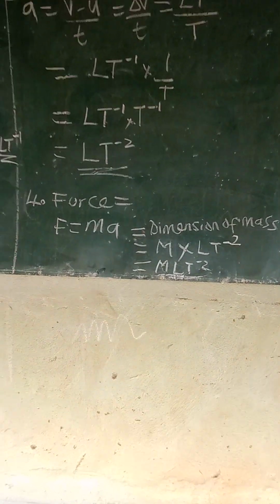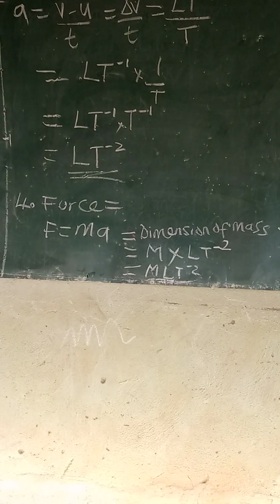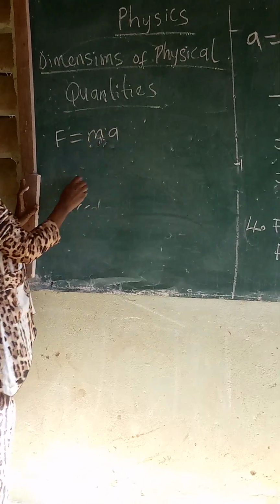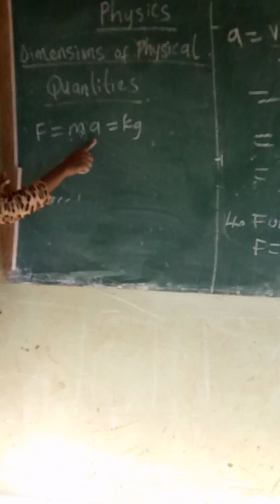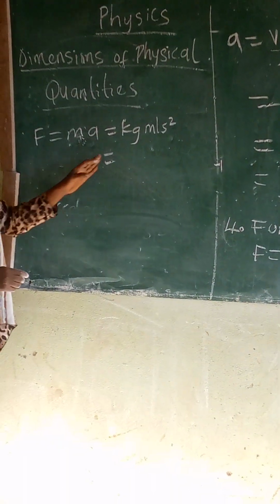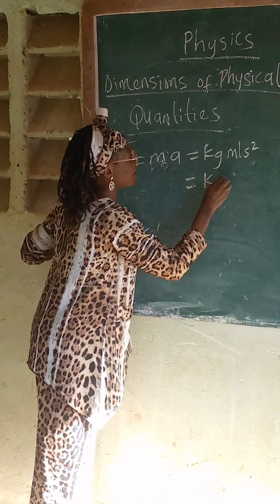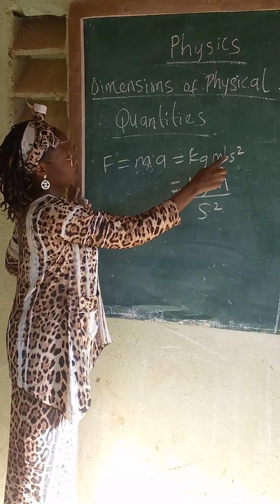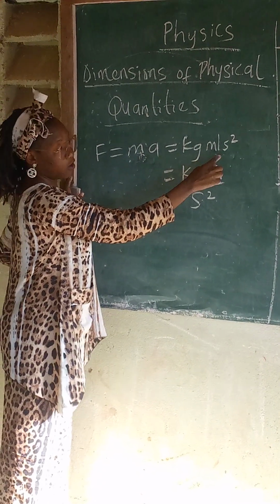Now let's use the unit method. What is the unit for force? F is equal to MA. Remember that the unit for mass is kilogram. The unit for acceleration is simply meter per second square. Let me further break it down. We have kilogram meter all over second square. Meter per second square is the same thing as meter all over second square.